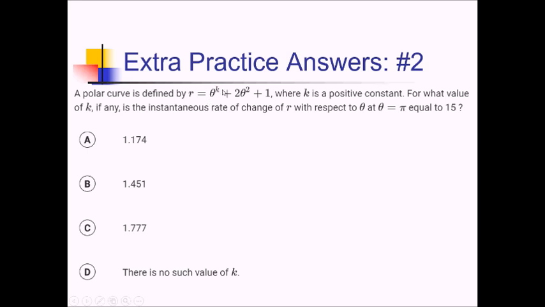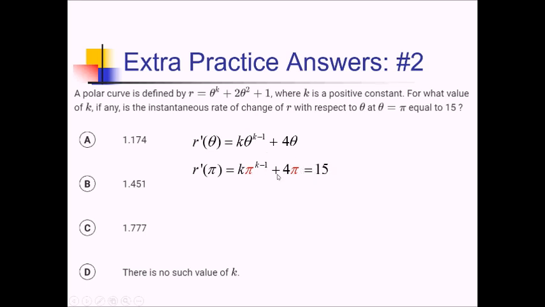This is going to be a power rule, so this is going to be k times theta to the k minus 1. And over here, this is going to be 4 theta to the first power. And that 1 is just a constant, so that goes away. So I want to find out if I plug in pi for theta, so r prime of pi, so k times pi to the k minus 1 plus 4 times pi, if I do all that, what value of k makes all of this equal 15?